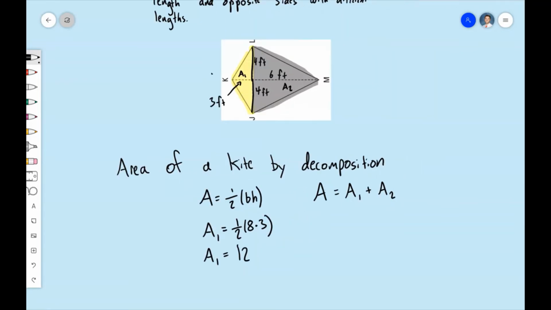So now we can find the area of our second triangle. Again, it has a base of 8 feet. And the height this time we can see is 6 feet. So 1/2 of 8 times 6. 8 times 6 would be 48, and we know that 1/2 of 48 is 24. So now we have area for the first one is 12, area for the second one is 24, and those are both feet squared or square feet. So the area of our kite will be the two of those combined, 12 square feet plus 24 square feet. We would get an area of 36 square feet.